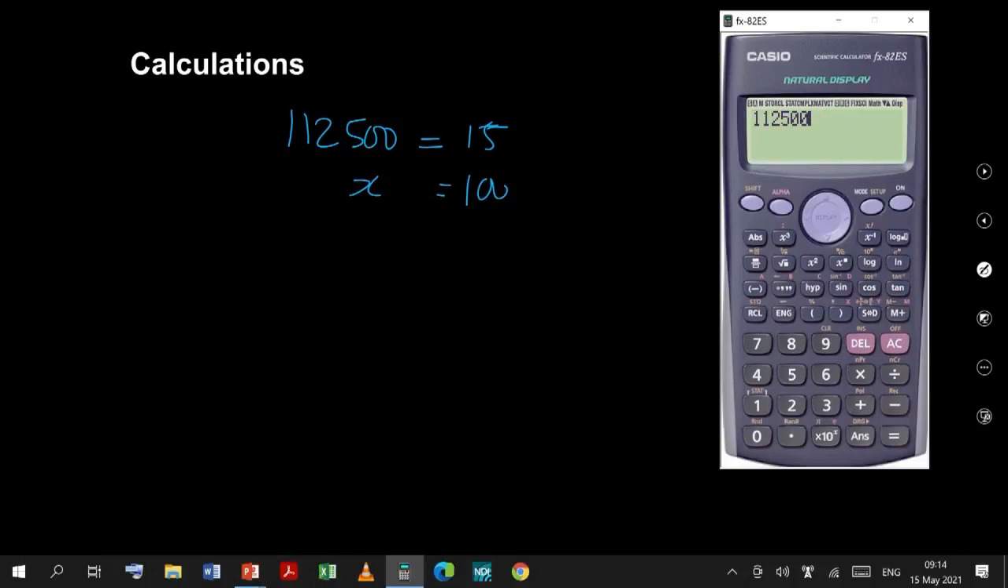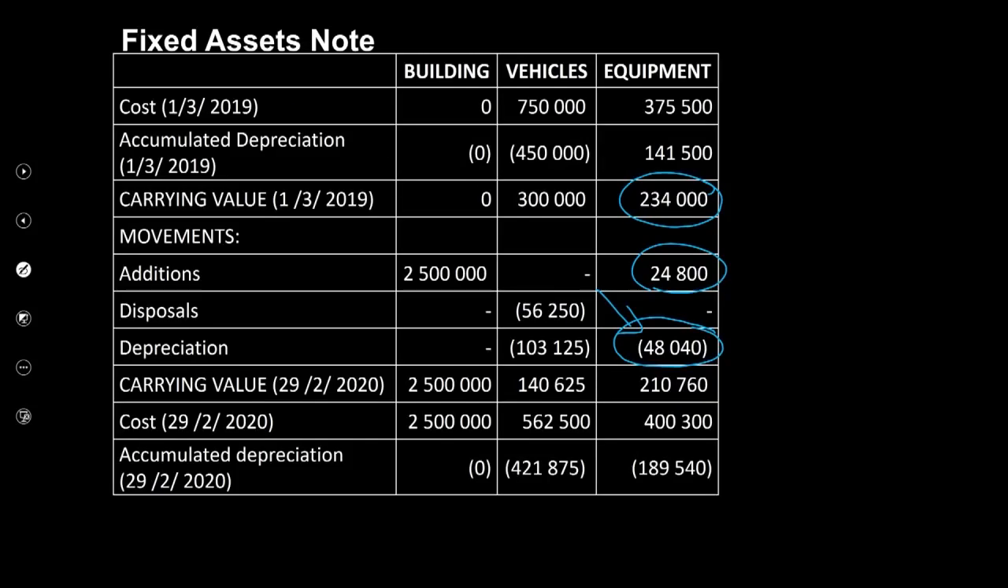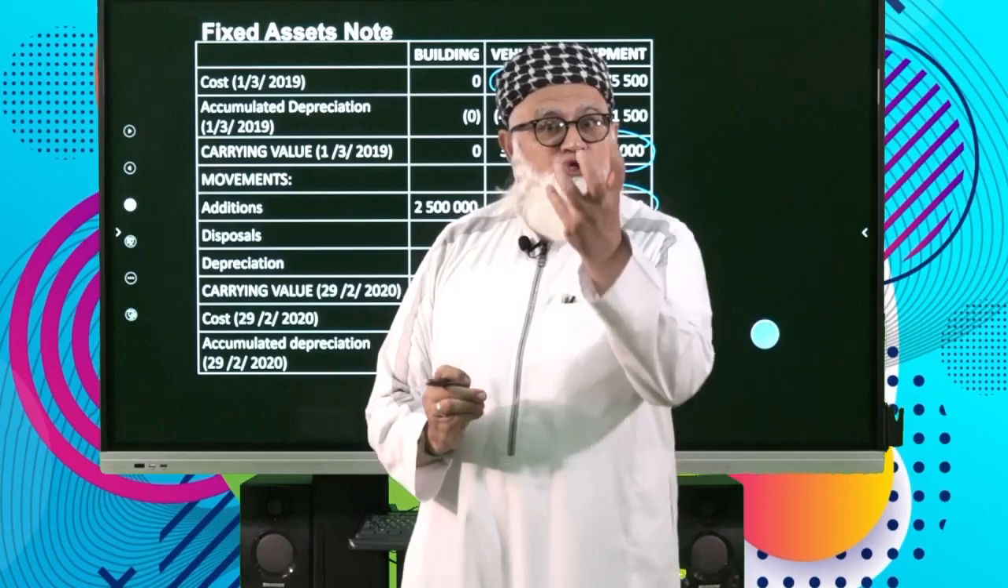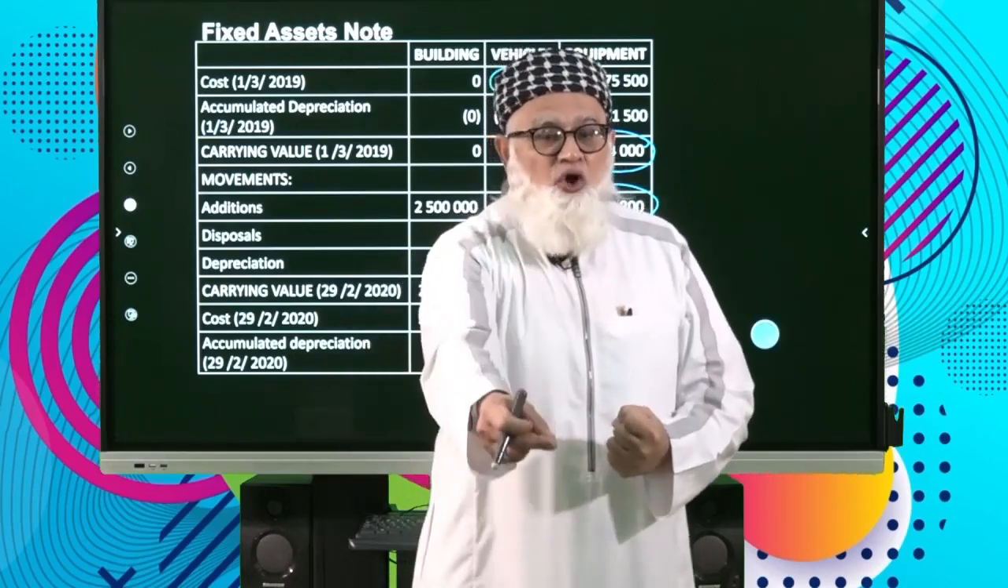112,500 times 100 divided by 15 will give me a value of 750,000. Voila, what do I have? I've got the cost price of my vehicles to be 750,000. So clearly you can see here, what did I have to do? I had to use my accumulated depreciation to determine my cost price.